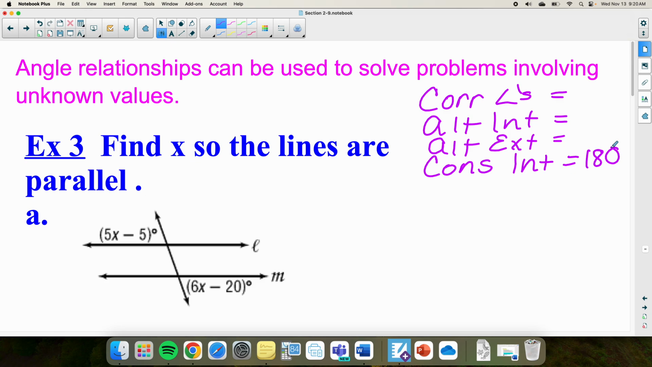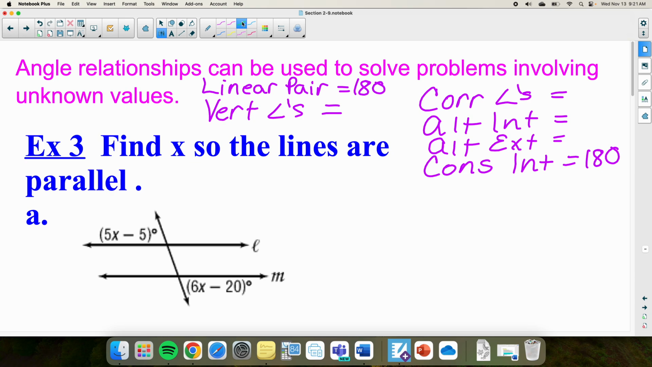Another thing that could happen is we could end up with a linear pair. And guys, when we have a linear pair, what does that mean? They equal 180, okay? And then the other thing could be we could end up with vertical angles. And what do we know about vertical angles? They're equal to each other. So these are the different things that you could get, okay? So let's look at this first one.